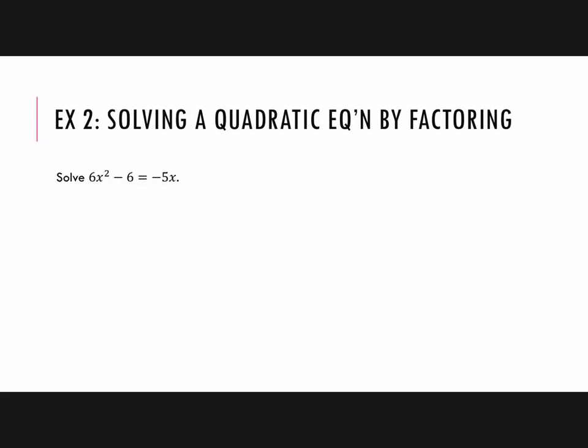Okay, same idea. Here's a second example. Solve 6x squared minus 6 equals negative 5x, and we're going to solve by factoring. So I need to write it in standard form first, so add 5x to both sides. Okay, in standard form, I want that in the middle term. And then I need to factor.